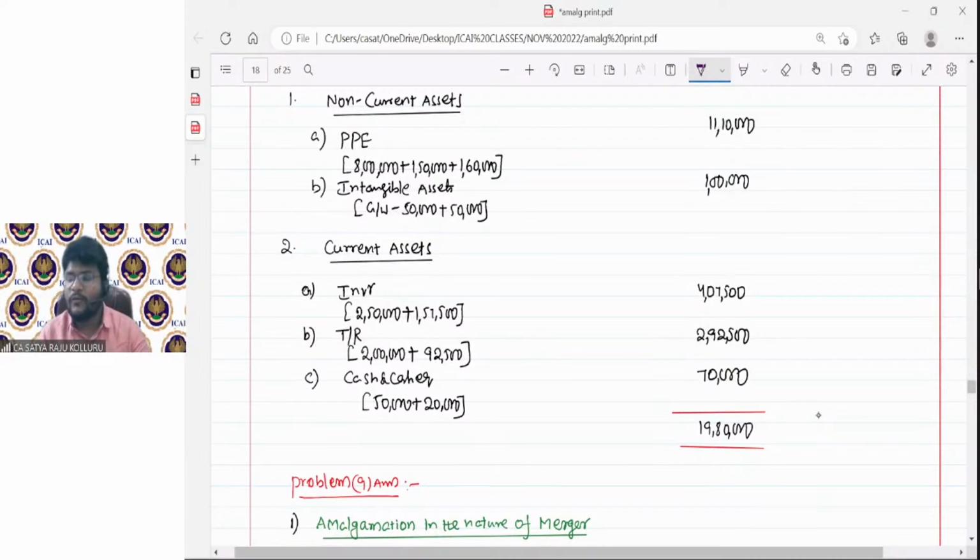From the next class onwards, we are going to start with the next chapter, which is internal reconstruction. I'm dedicating approximately 2 lectures for internal reconstruction, and for the other 2 lectures, let us dedicate to liquidation of companies. Liquidation of companies is a bigger chapter compared with internal reconstruction, but still the weightage is a little bit low. That's why 2 sessions are more than enough.